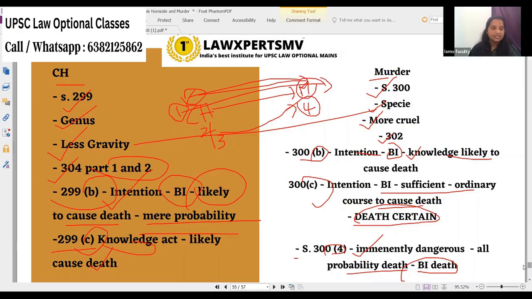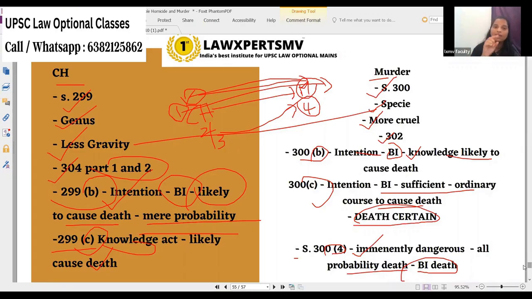See, sir, in the FIR, the police officer will check what all offenses the accused's action attracts. So they will give a list of sections. They will quote 299, 300, everything. But the court will find out which is aptly proved.